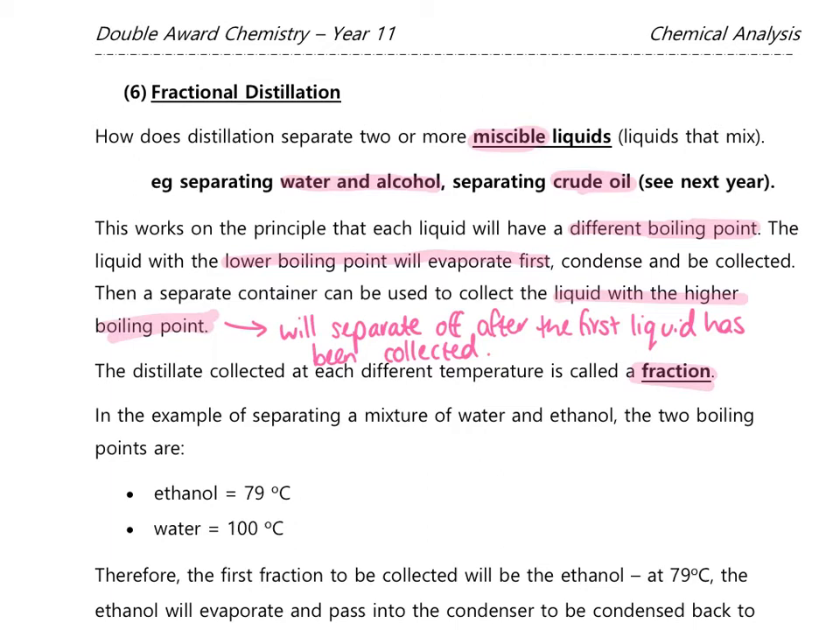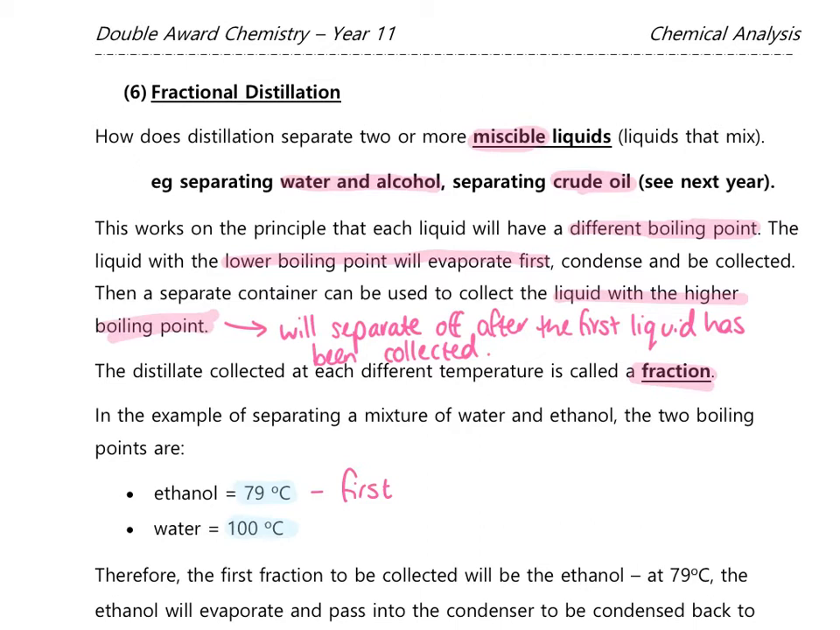So if we were separating water and ethanol, which is a type of alcohol, the two boiling points are, for ethanol, 79 degrees C, and for water, 100 degrees C. So which of those is going to separate off first? Well, of course it's going to be the ethanol. So when the mixture is heated, the ethanol will evaporate off first at 79 degrees C. So you'll see the temperature in the thermometer is 79 degrees C.